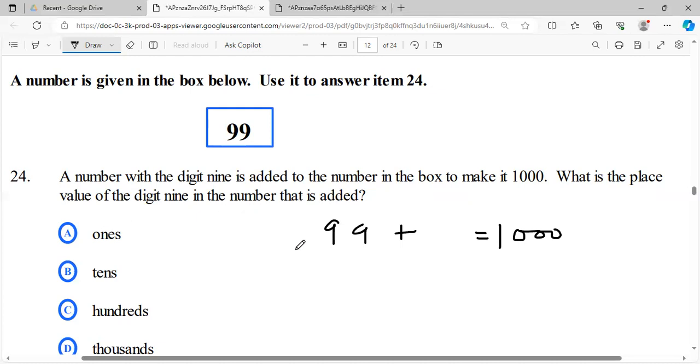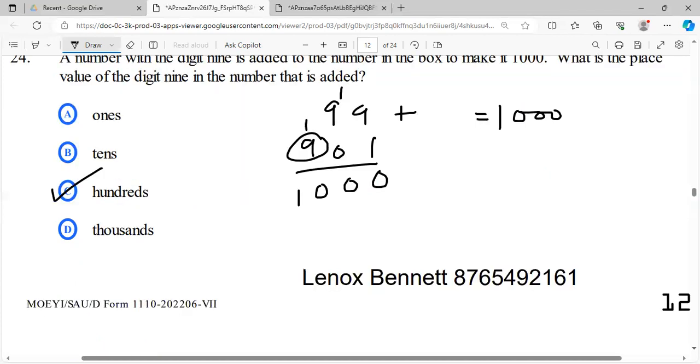Probably 901. So 9 and 1, 10. 9 and 1, 10. So basically, this one would be 100. It can be 1000 because it's a pass. Alright, so guys, read the questions carefully. They can be a little bit tricky.